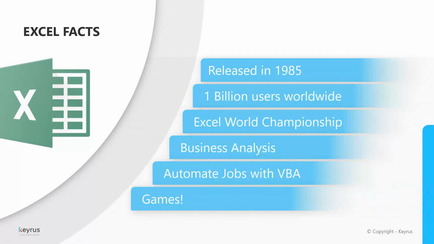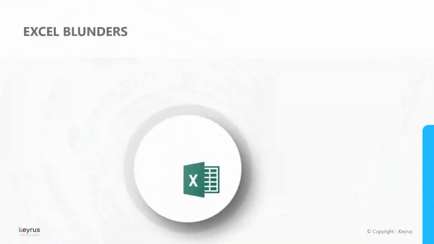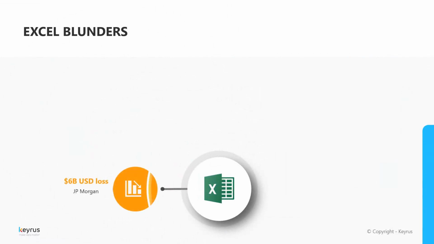Okay, so yeah, you have lots of great things that Excel can do and help you with, but also, unfortunately, we have the Excel blunders, right? So there are famous cases that happened throughout the world, and I wanted to share some with you. The first one here is something that happened with JP Morgan. They had a 6 billion USD trading loss. And then the history, it's a long history.